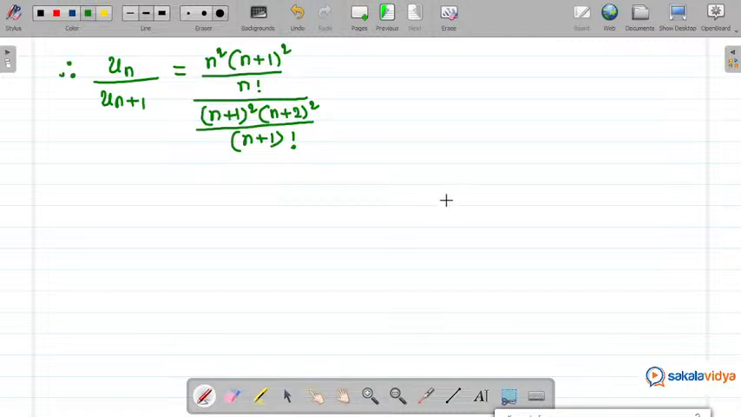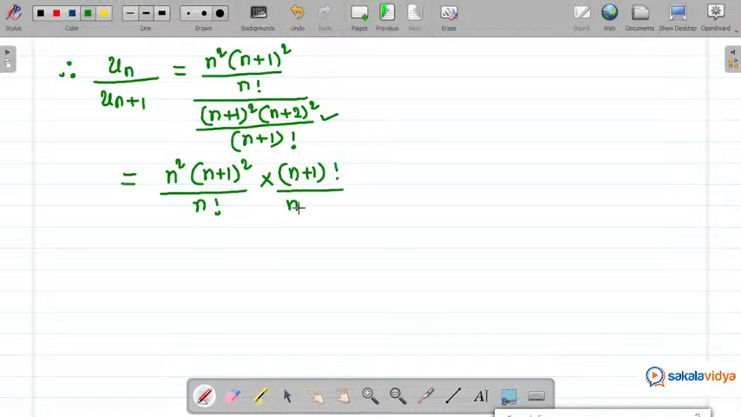Now, what do we simplify? How do you simplify? So this can be simplified: n square n plus 1 whole square by n factorial, multiplied with the reciprocal of this one, that is n plus 1 factorial by n plus 1 whole square into n plus 2 whole square. Just think how to simplify this one.